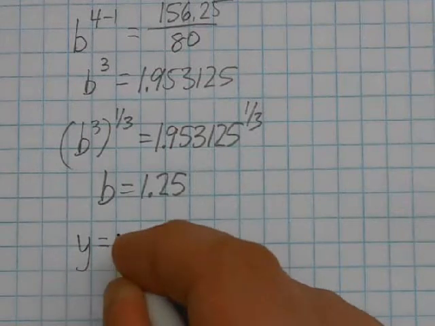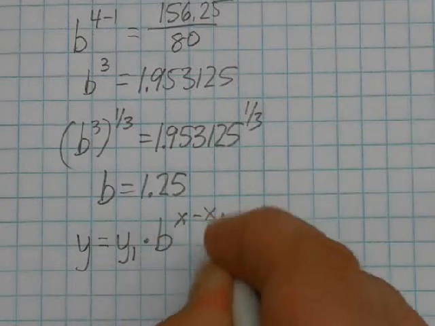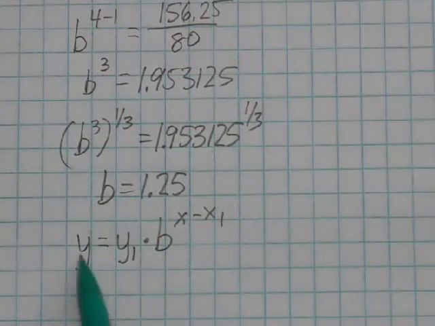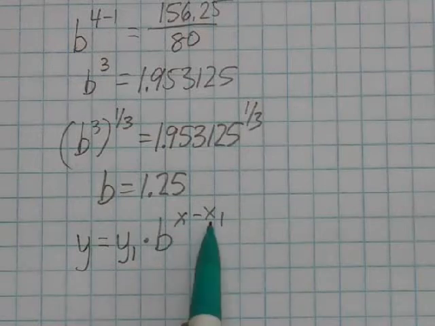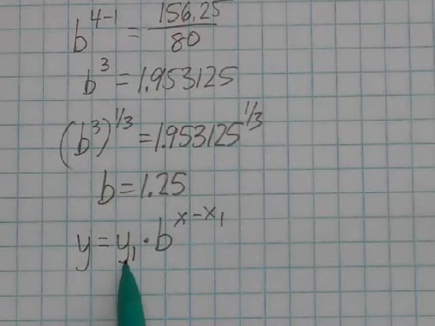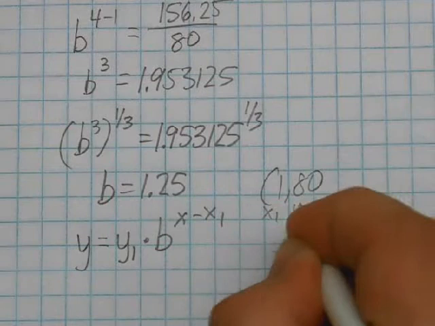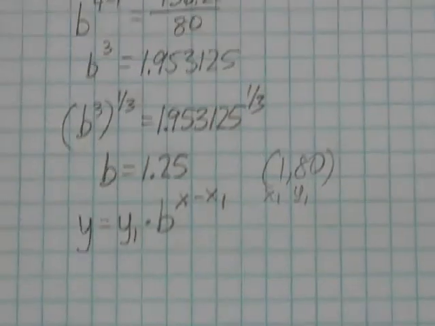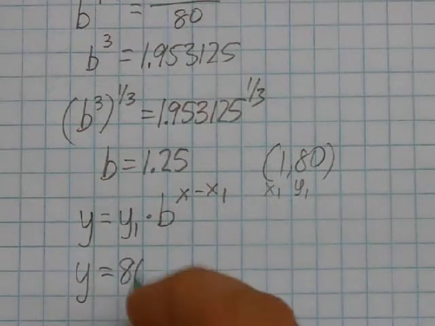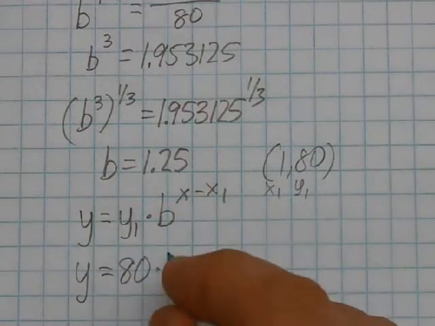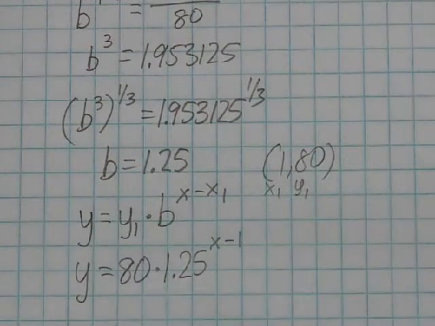And here is point-ratio form. Now, y and x are going to stay as y and x when we write our equation. We can choose either pair for the x1, y1. Since I labeled this point as x1, y1, I'm going to go ahead and use 1 and 80 in my equation. So I get y equals 80 times b, which we found as 1.25, to the x minus 1 power.